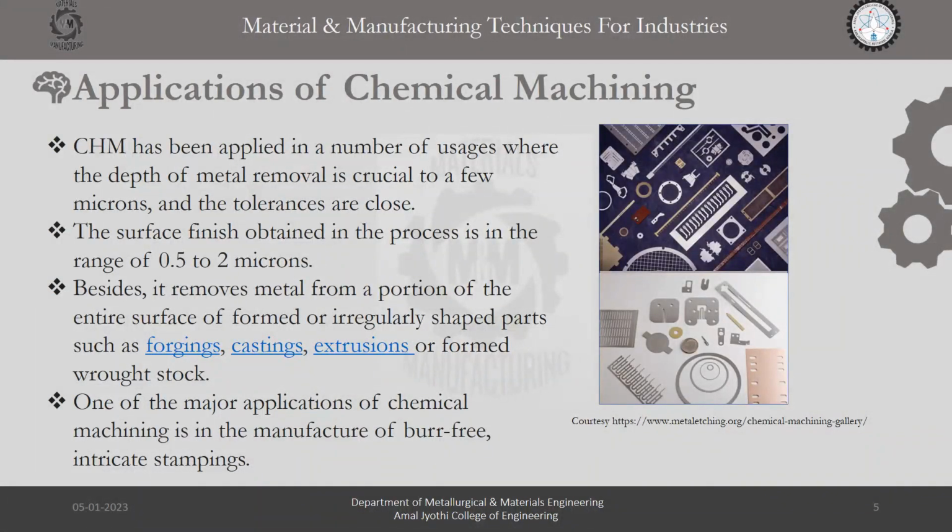Another application is that it can remove metal from the entire surface of formed or irregularly shaped parts such as forgings, castings, and extrusions. So this can be applied as further machining of parts already produced by those processes. Another application of chemical machining is the manufacture of burr-free intricate stampings.